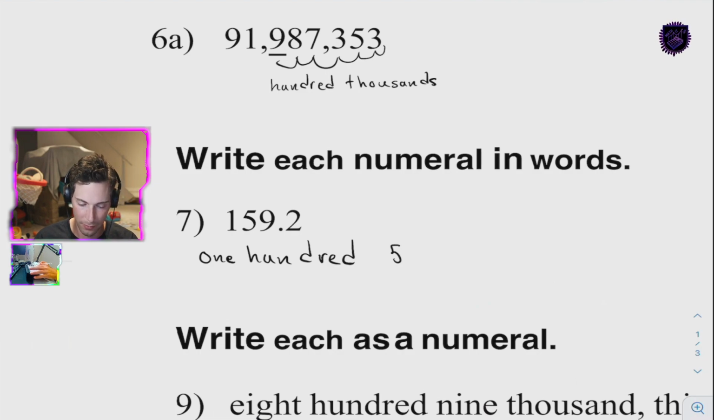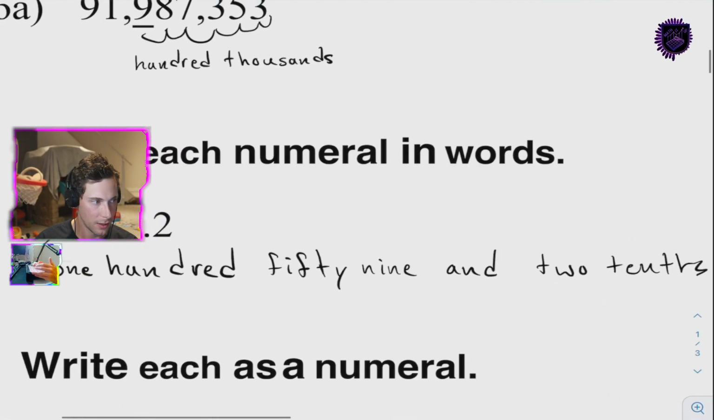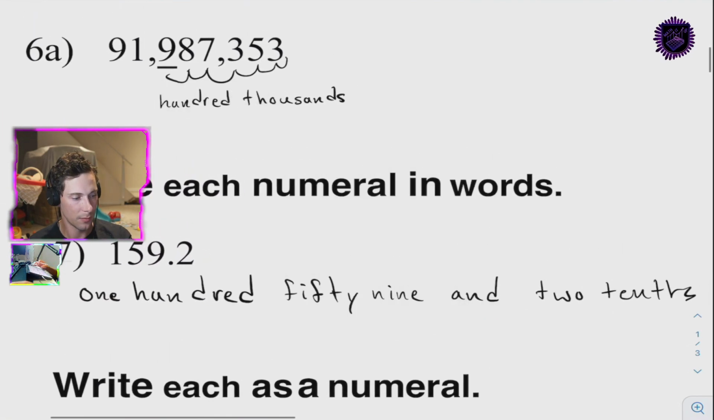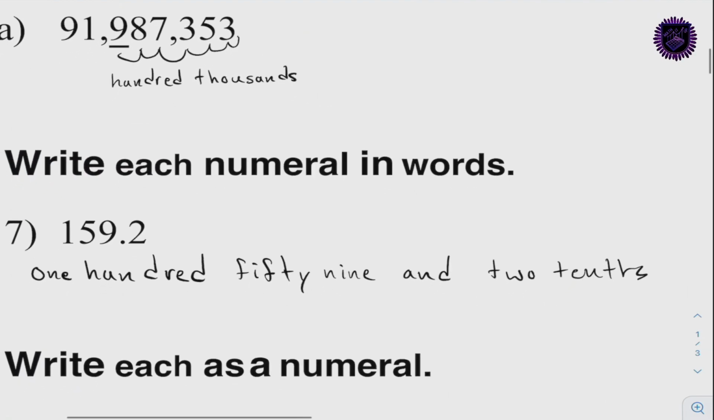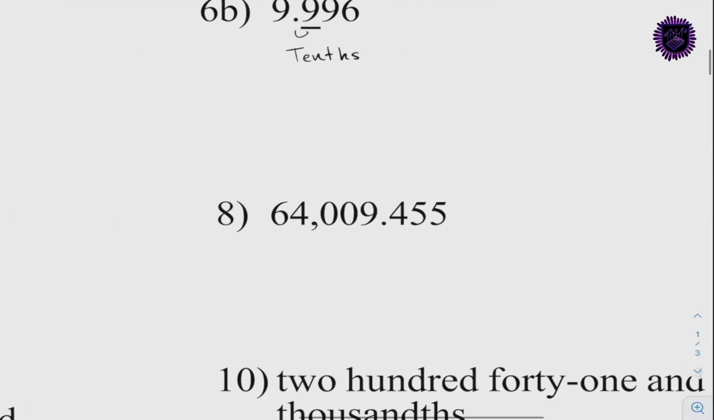I'm going to write 159 and 2 tenths. Sorry for my writing there. 159 and 2 tenths. I'm just going to turn my desktop off so you can see that more easily. 159 and 2 tenths.